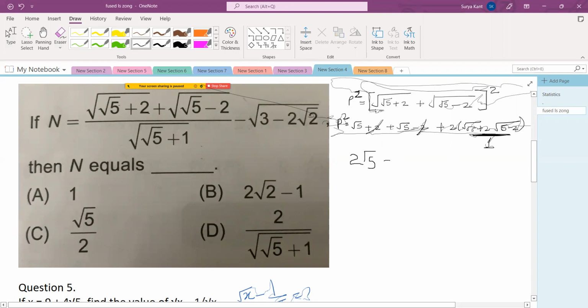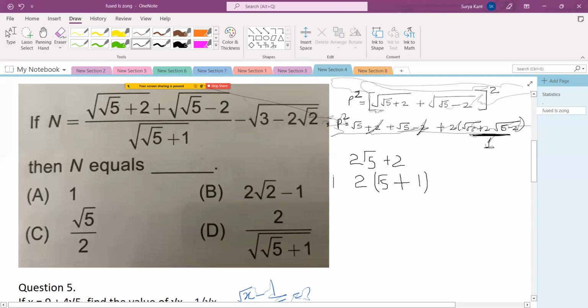And plus, can I write plus 2? Can I write like this? P square is equal to this much. So 2 you take common and root 5 plus 1 we can write. 2 we can take common and we can write in bracket, root 5 plus 1. This is the value of P square, okay?